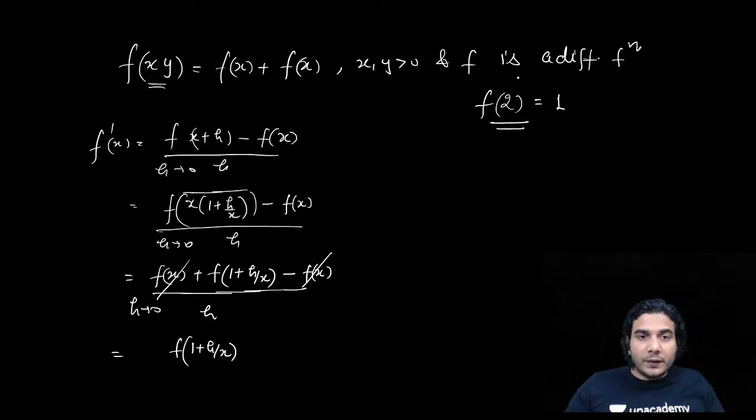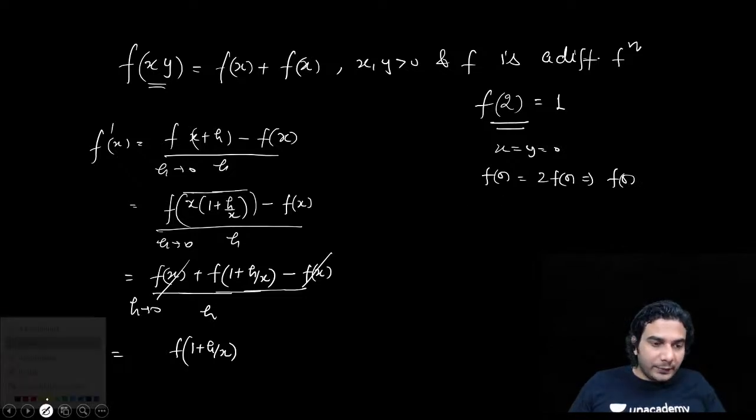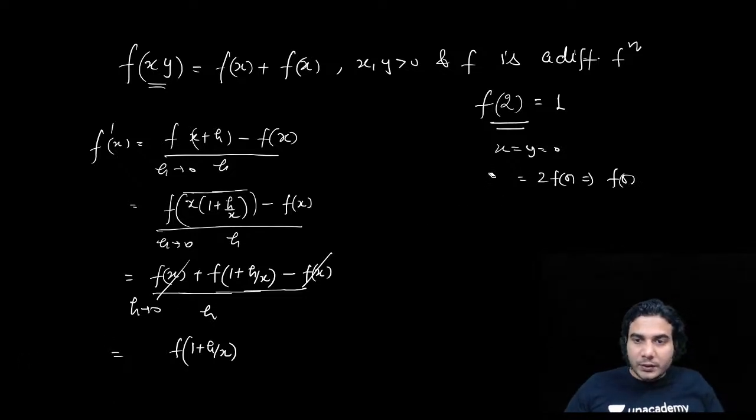Now first of all you need to find f of 0. So put x is equal to y is equal to 0, and clearly you can see f of 0 is equal to twice of f of 0. But by the way, f of 0 is not defined because x and y are positive, so you can't use it.